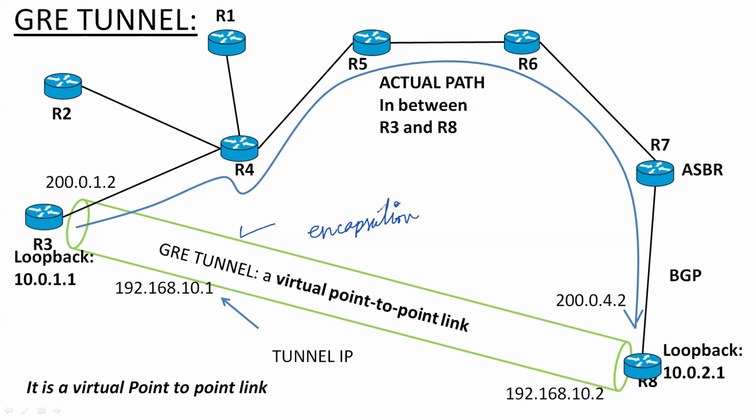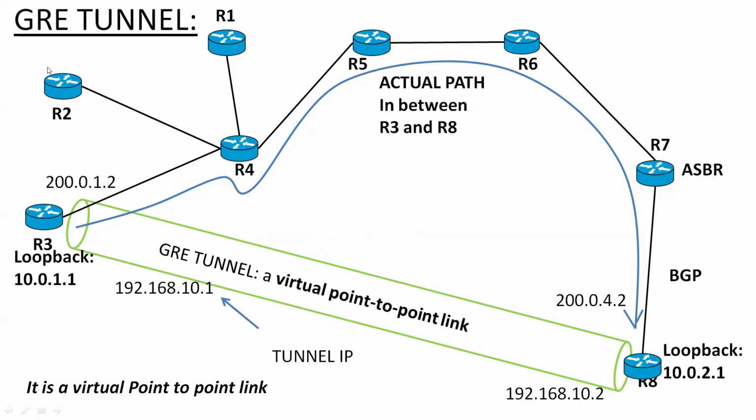So basically, R3 and R8 will be directly connected via a virtual link. That virtual point-to-point link is known as a GRE tunnel. A GRE tunnel is used to connect two or more indirectly connected routers via a virtual link, and that is created via encapsulation and some processes behind it.